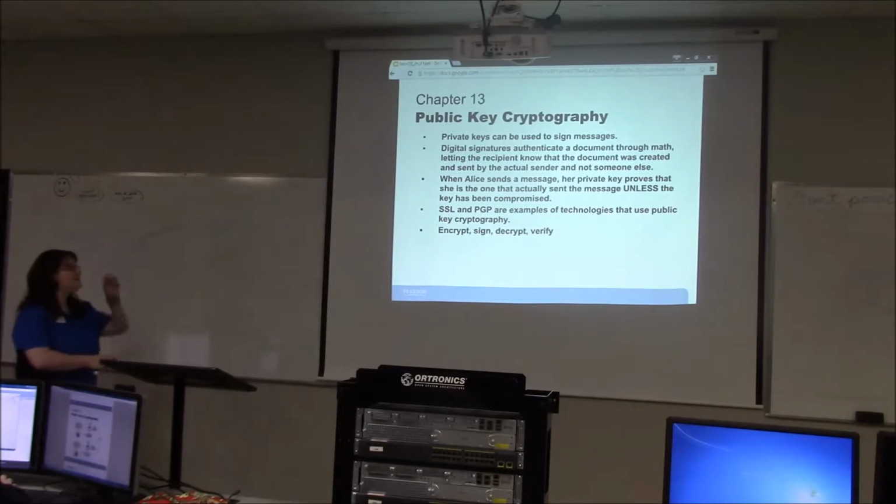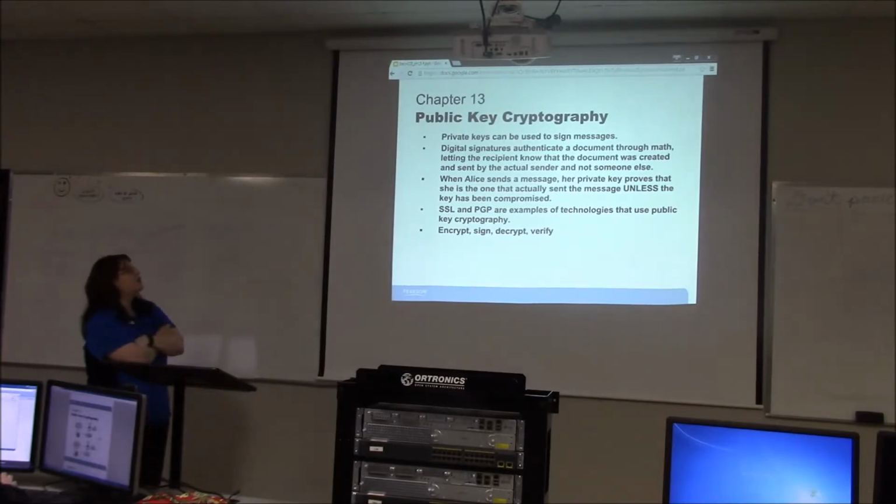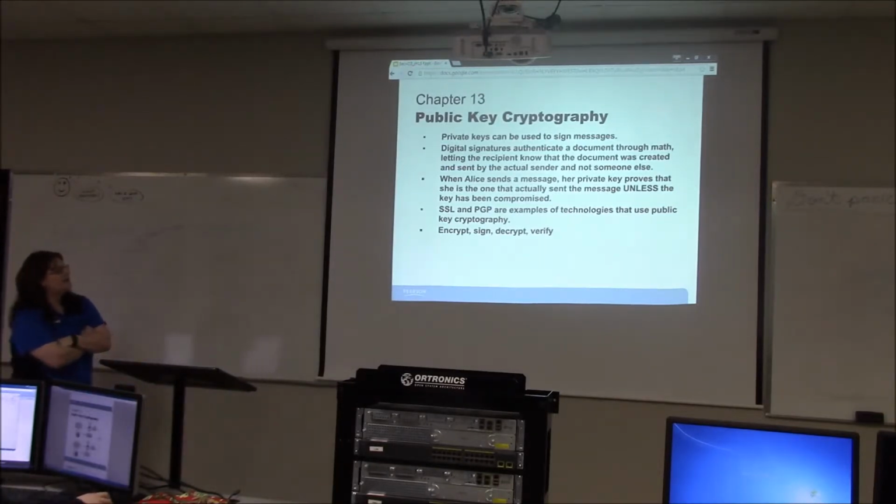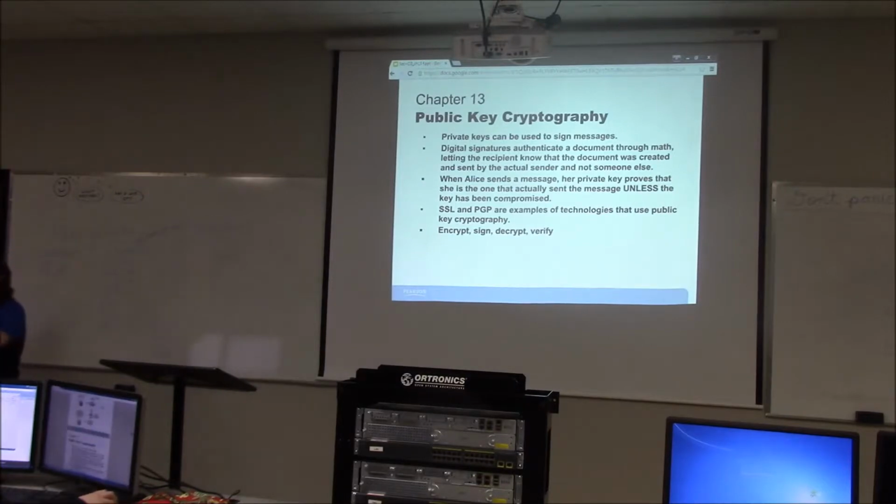Okay, so when we talk about public key cryptography, the private keys can be used to sign the message. A digital signature, we're going to talk about certificates and stuff. Remember, our public key is our asymmetric key. If the private key gets compromised, what happens? Private key is supposed to be kept private. Nobody else is supposed to get it.